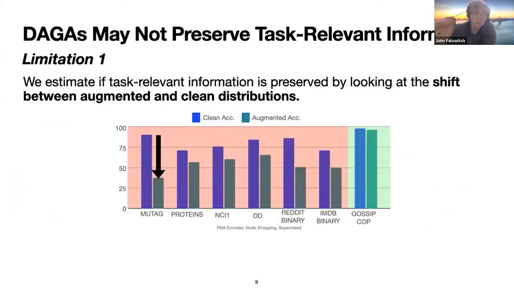Therefore, we instead try to estimate if task-relevant information is being destroyed by looking at the shift between augmented and clean distributions, instead of looking at individual samples. So here, we report the clean accuracy and augmented accuracy of a supervised model on various graph classification benchmarks. While it is expected there's going to be some loss in accuracy when working with augmented samples, a significant drop, for example, in the case of MUTAG, suggests that task-relevant information may have indeed been destroyed. Meanwhile, in the case of GossipCop, where the augmented distribution's accuracy and the clean distribution's accuracy are quite similar and also quite high, it's likely that augmentations are preserving that task-relevant information. Now, failure to preserve the task-relevant information, as mentioned, can lead to training on false positive pairs, which then harms representation quality. So this is what we look at next, the representation quality of our GCL frameworks.